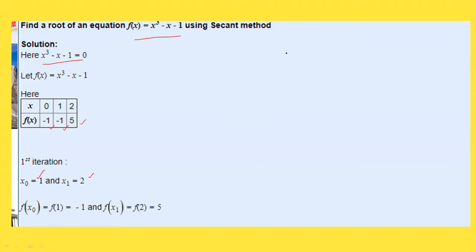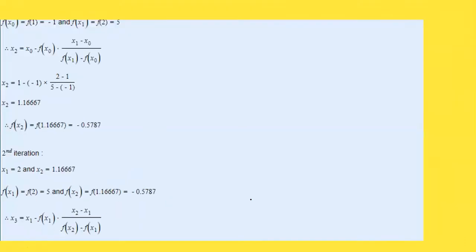For the secant method, I need two approximations. So I am taking two values, one is 1 and the other one is 2. So your x naught is 1 and your x1 is 2. Your f of x naught is f of 1, that is minus 1, and your f of x1 is 5. So I have taken two values, and the first iteration I am finding.